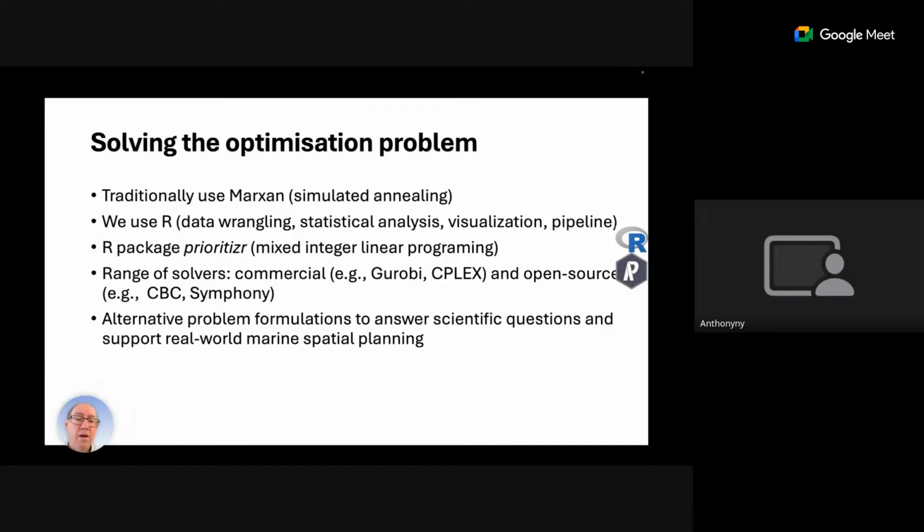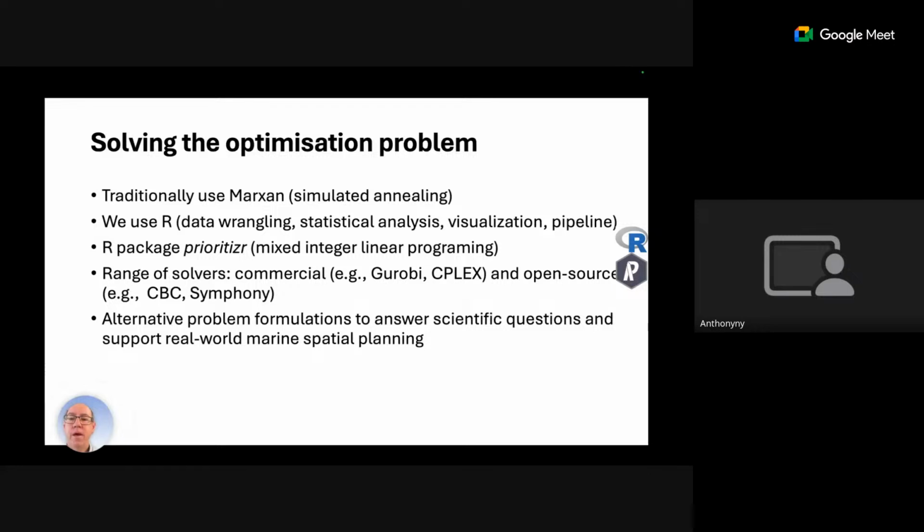You can analyze your data statistically, you can visualize it, and you can make a pipeline, which we couldn't do before in Marxan. And there's a particular package that has been developed by Jeff Hansen, which is called Prioritizer, and it uses mixed integer linear programming. So it's much quicker. It can solve the problem exactly.